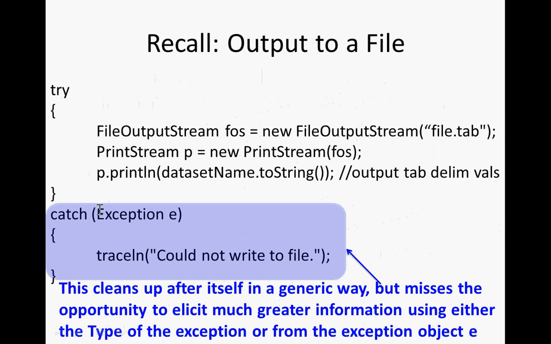You could actually say, and this is why I say it's bad. This is terrible. So we could say trace, "element could not write to file; error message:" and then end quote plus E. Plus E, and it will print out. And that's useful. And what will E include?